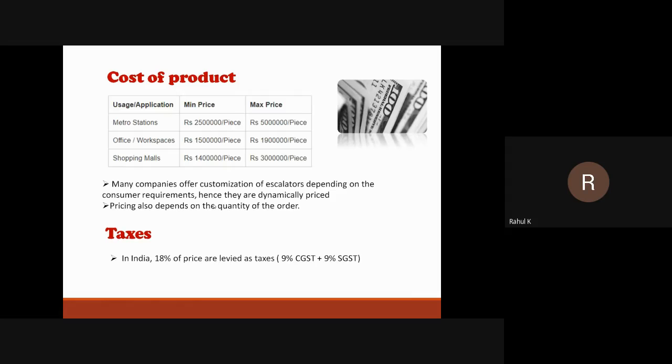Moving on, cost of the products. Basically, in India, the cost of the products varies between 8 lakhs to 150 lakhs.